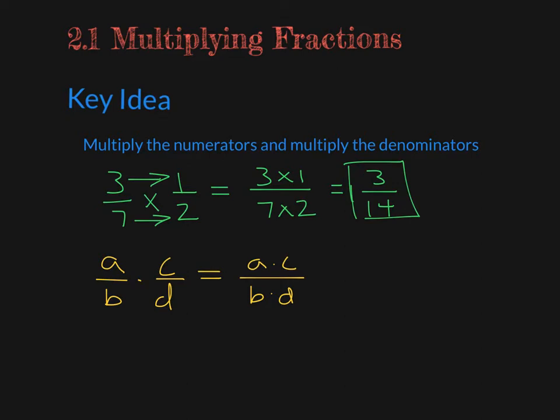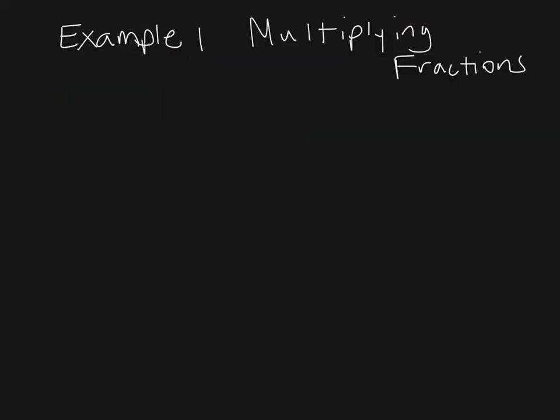We algebraically write it like this, where we have A over B times C over D, and it just equals A times C over B times D. This doesn't actually mean anything. We're just getting you used to thinking about algebraic terms with variables, meaning letters, using the dot instead of the X. So it looks identical to what we have here, but we're using letters as variables.